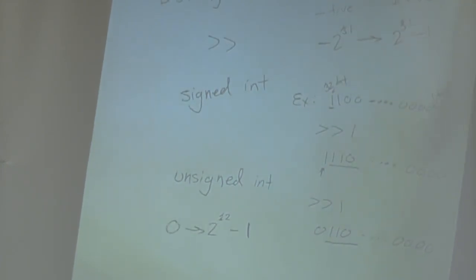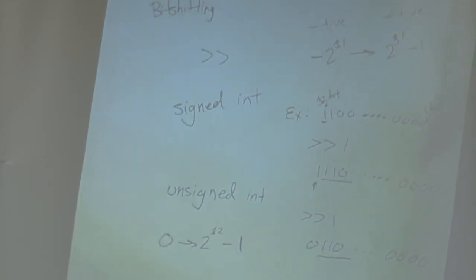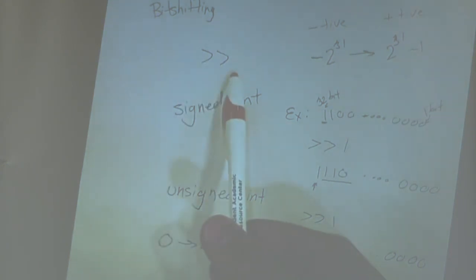Does that look right for bitwise operations? Okay, this is for right shifting. For left shifting, regardless of whether it's signed or unsigned, we pad with a 0.